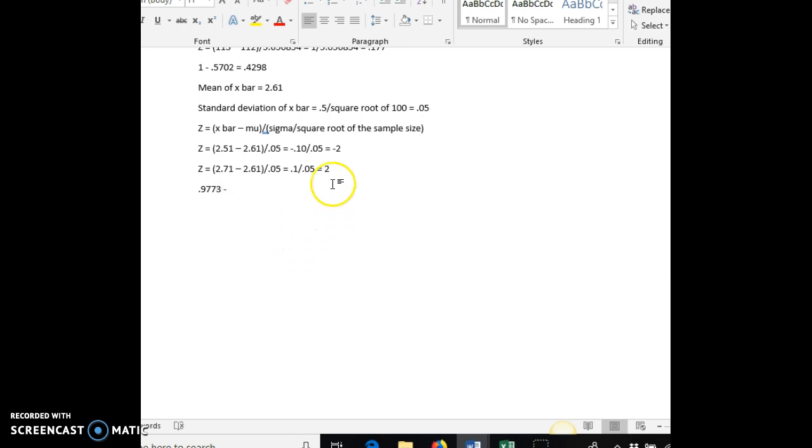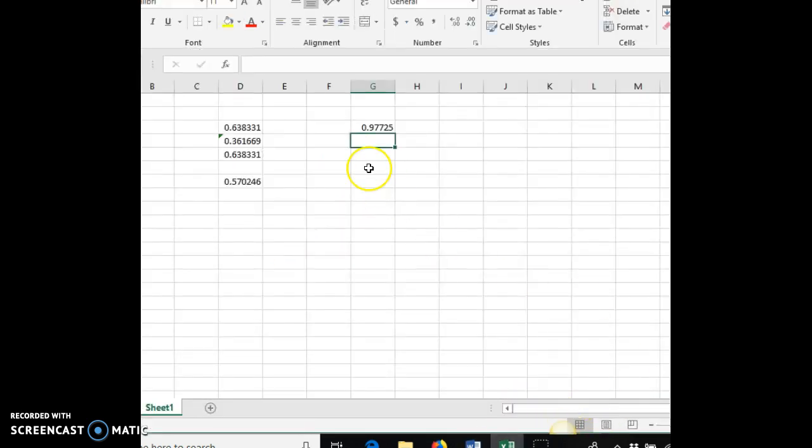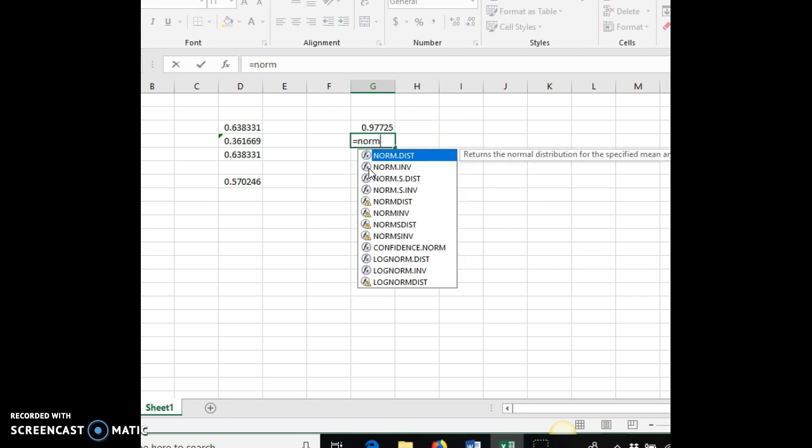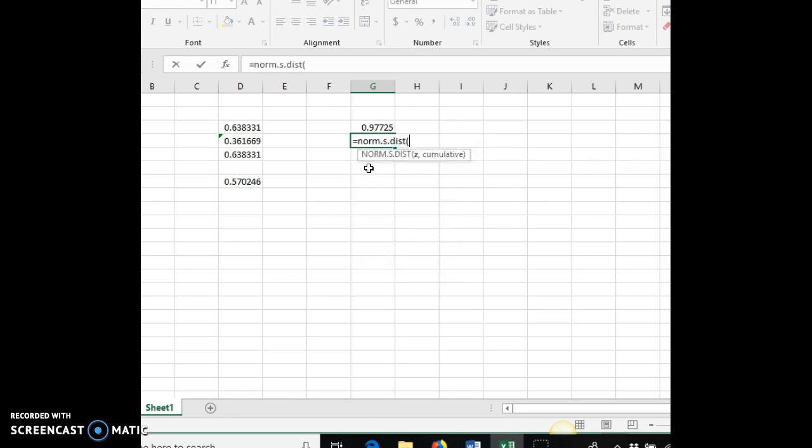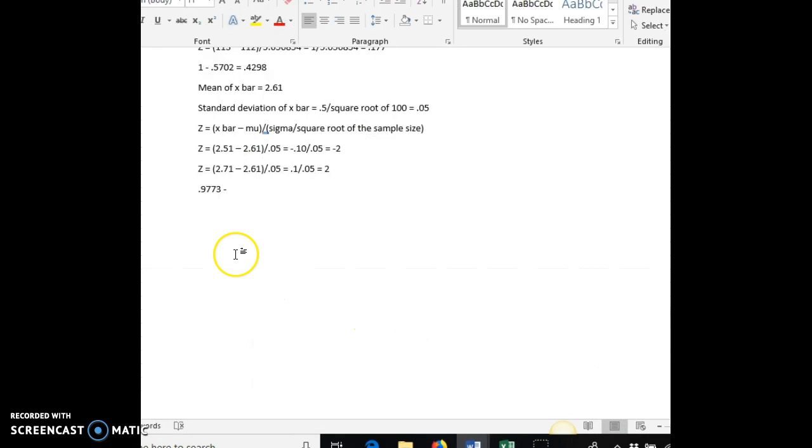All right, so 0.9773 minus, and now let's look up negative 2, equal norm.s.dist, and we want negative 2 and true, and that is 0.0228. All right, so 0.9773 minus 0.0228, and if we put that into our calculator, we end up with the probability 0.9545. And there we have it.